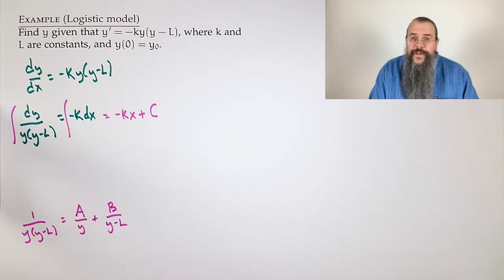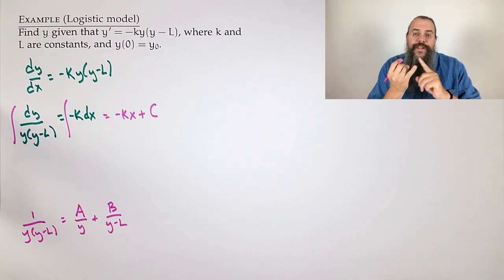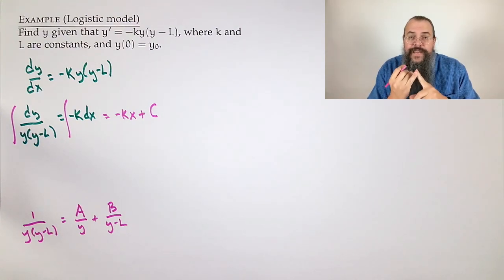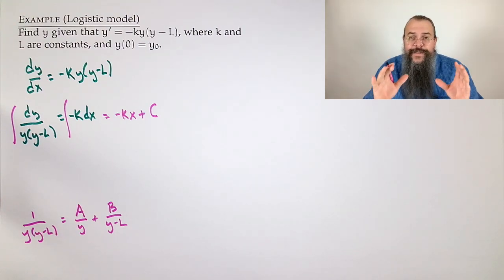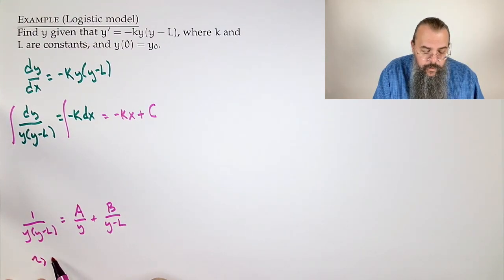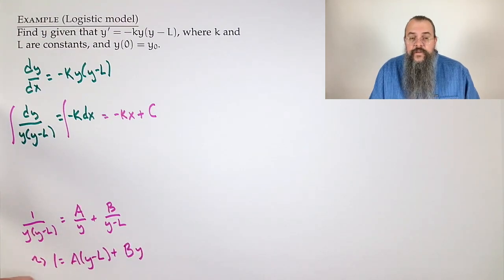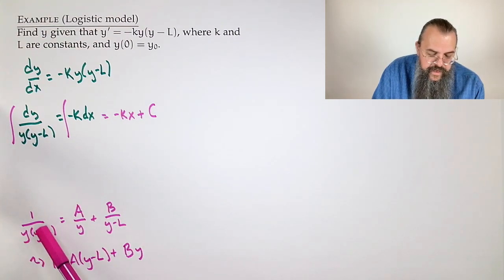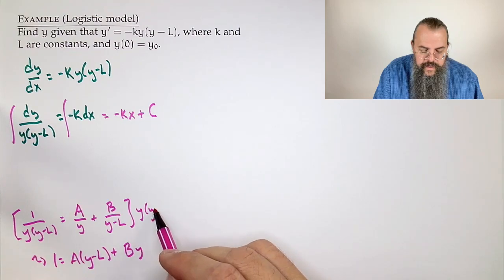All right, so great. Now what do we need to do? Well, when we're doing partial fractions, the hardest part, and this is the first step, is getting the right form. So we have the form. The next thing to do, clear your denominators. Fractions, that's the hard part, right? So we'll get rid of the fractions. So that says the same thing as saying, hey, 1 is equal to A times y minus L plus B times y. So what happened here is we multiplied both sides by y times y minus L. So that's what just happened. We multiplied both sides by y times y minus L.